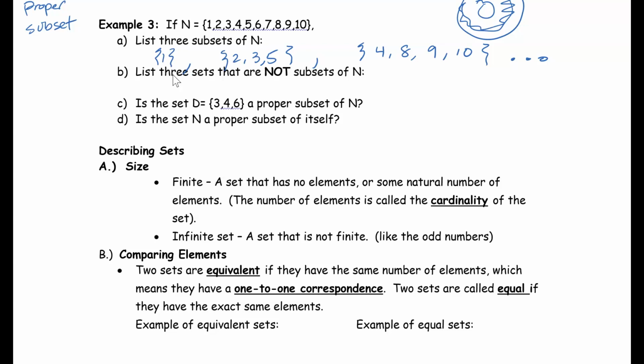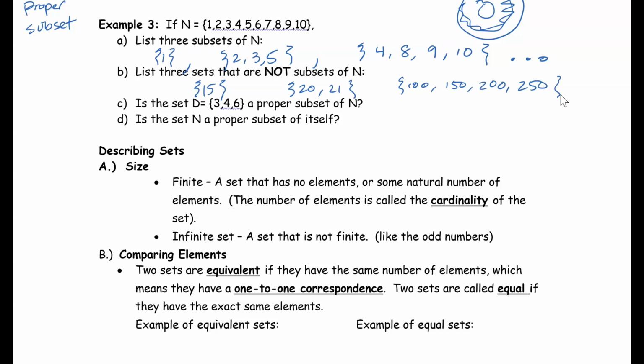Sets that are not a subset, for example, the set with 15 is not a subset because 15 isn't in that list. The set with 20 and 21 is not in there. Or 100, 150, 200, 250. That set is not in N. There are infinitely many examples.